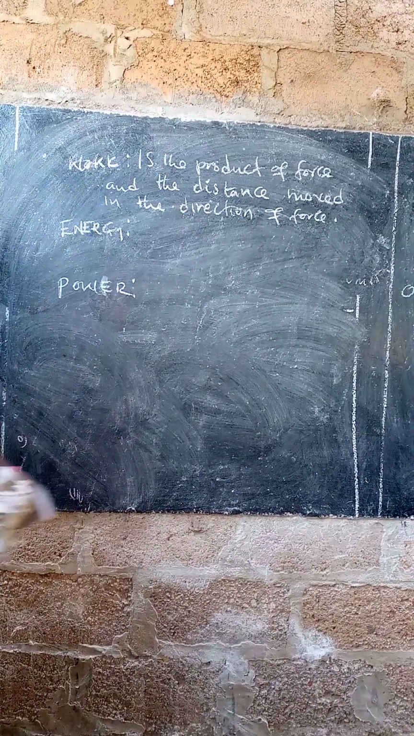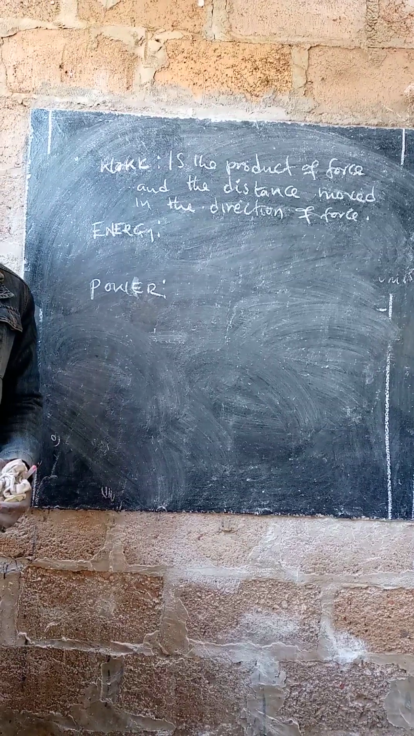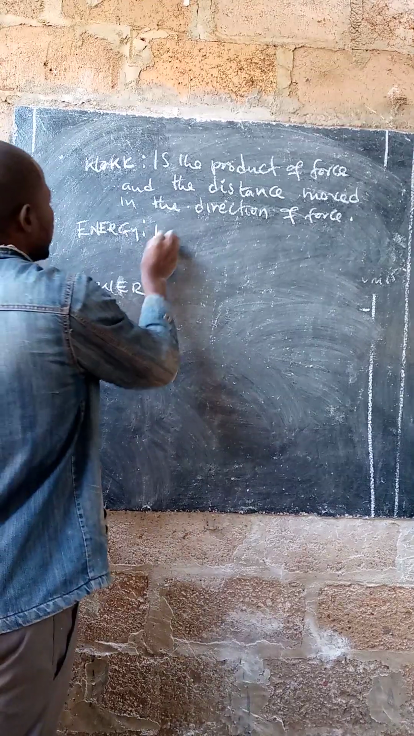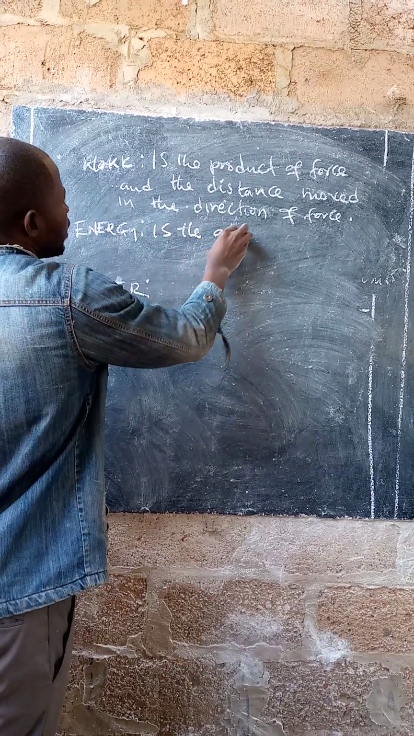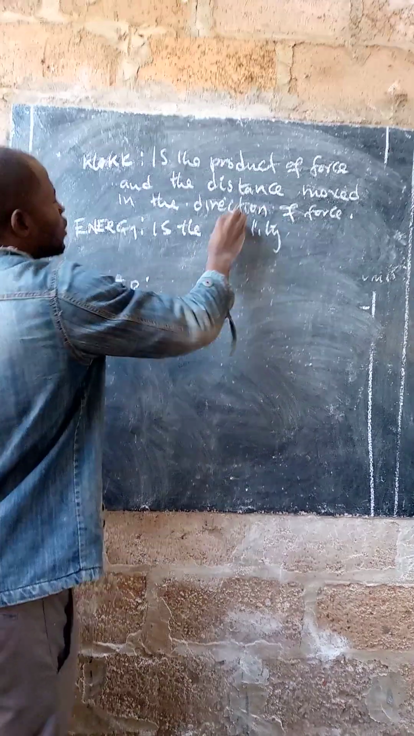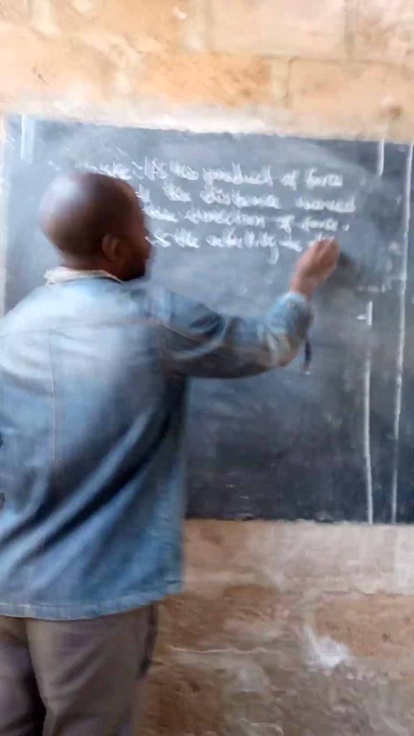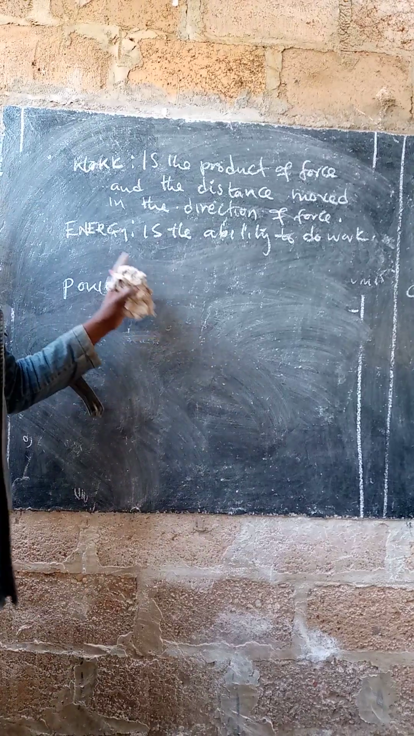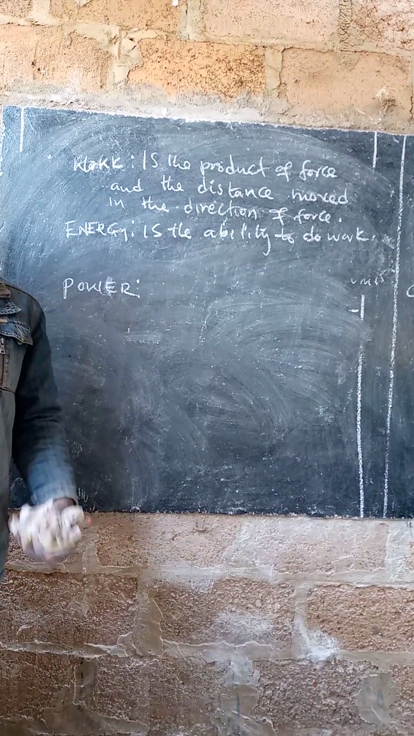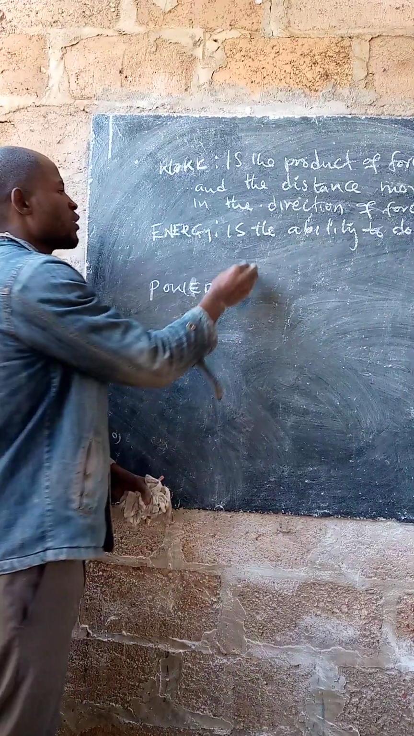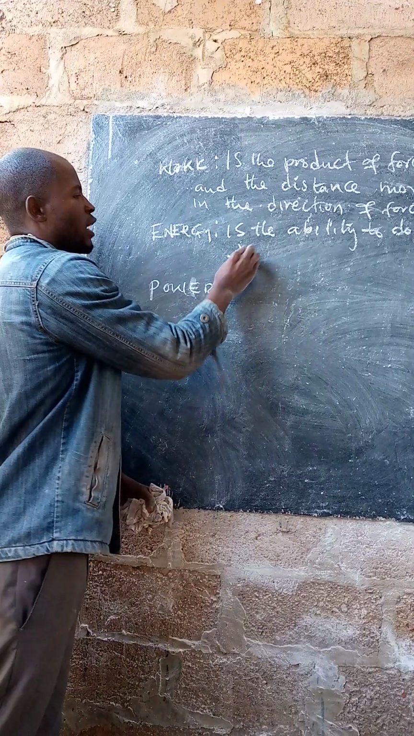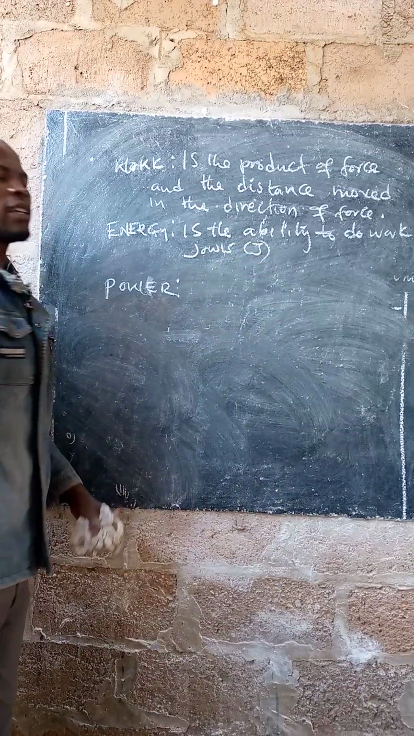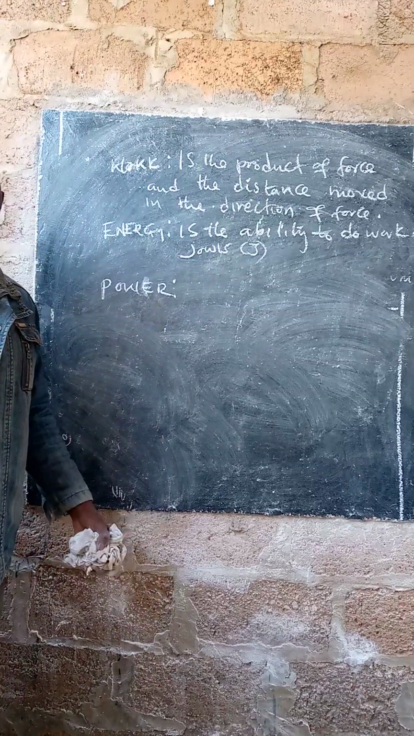Now let us look at energy. What is energy? Yes, Judith? Okay, energy is the ability to do work. So energy is the ability to do work. Energy is measured in what? Joules. Altogether. It is measured in joules, which is denoted by capital letter J or small letter J.